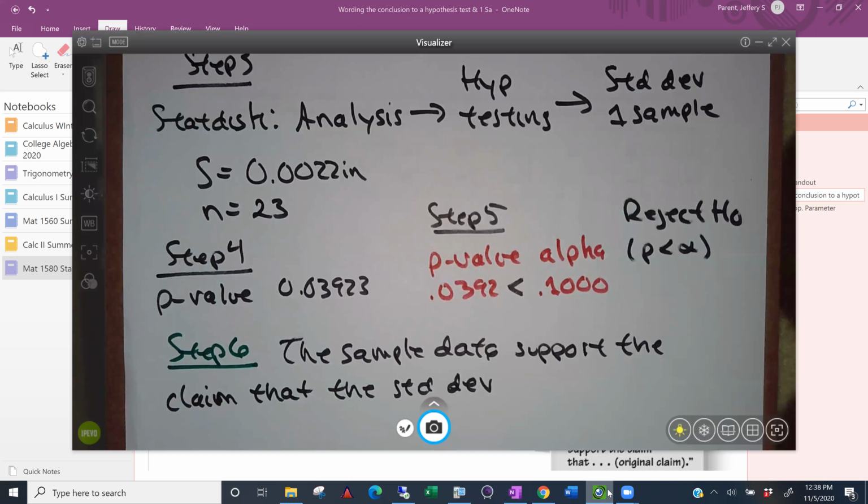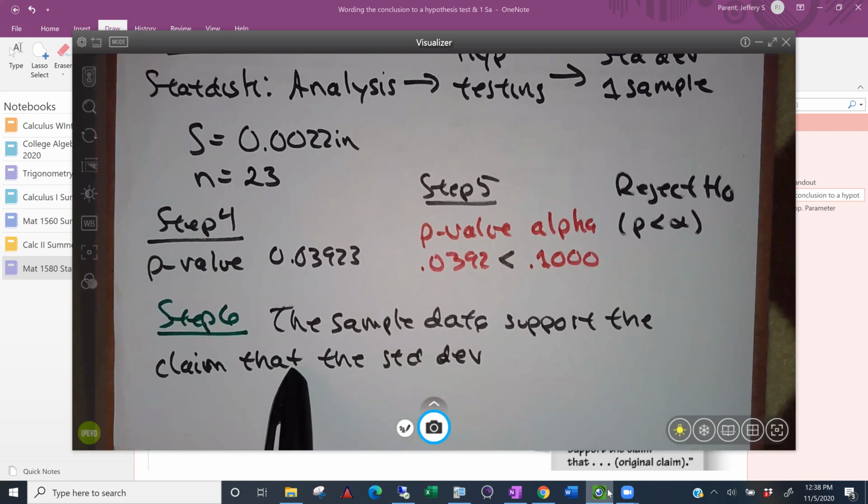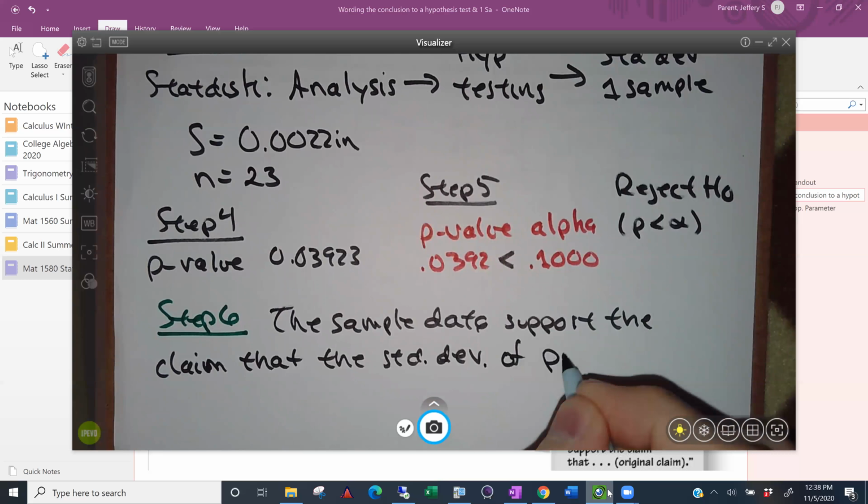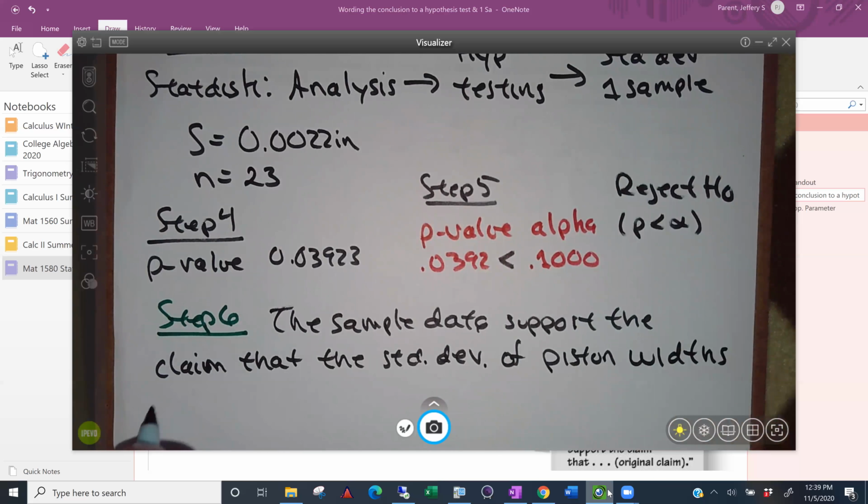This is where you earn your money and your points. Sample data support the claim that standard deviation, and I want something a little bit more than that, is less than 0.003. Go back and describe the problem a little bit. What was this a standard deviation of? Would it be in inches? Oh, pistons, of piston widths is less than 0.003 inches. So that's pretty good consistency if you can get your widths down to consistently below 3/1000ths of an inch. That's pretty good.